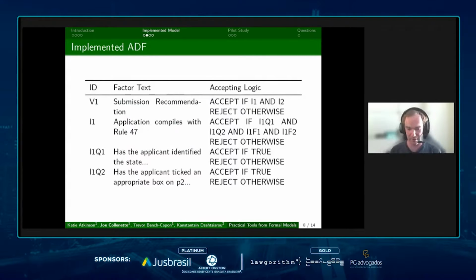So here's our example of an implemented model. At our root, we have the node V1 that represents whether a violation of admissibility has occurred. This is accepted when the two issues, I1 and I2, are also accepted. Then issue 1 is accepted when the two base level factors and two abstract factors are accepted. Base level factors are represented as questions which reveal a fact. Abstract factors can have other abstract factors or base level factors as their children.